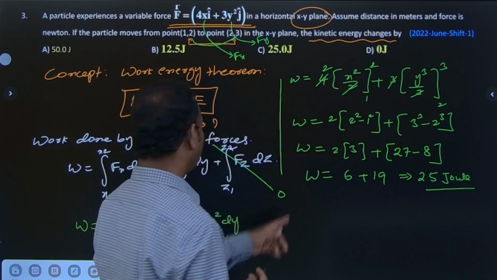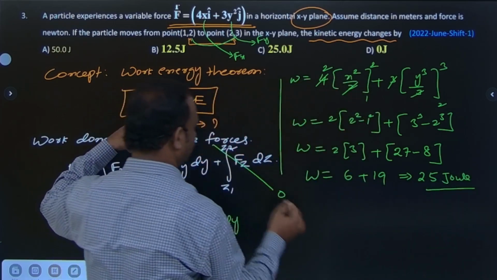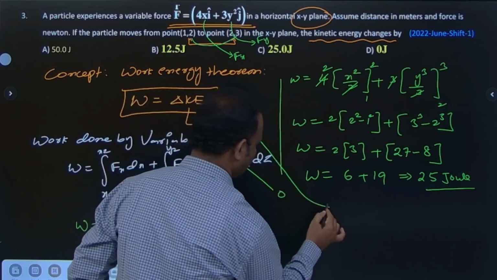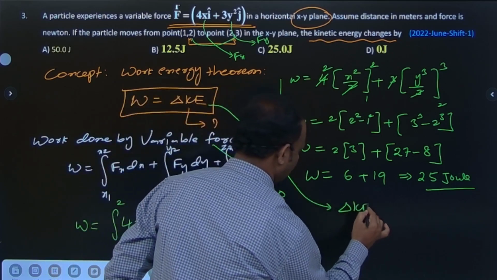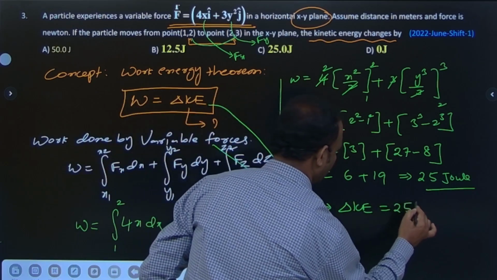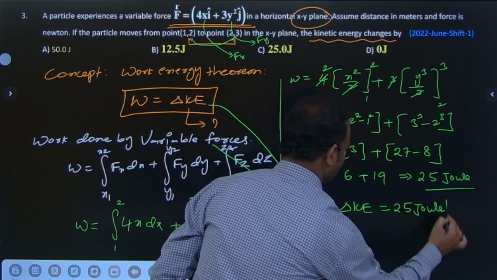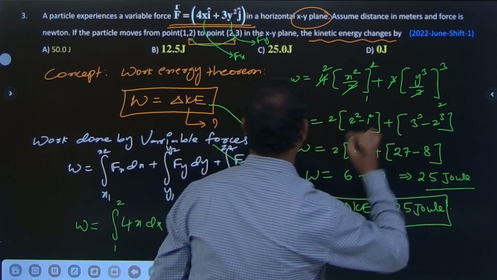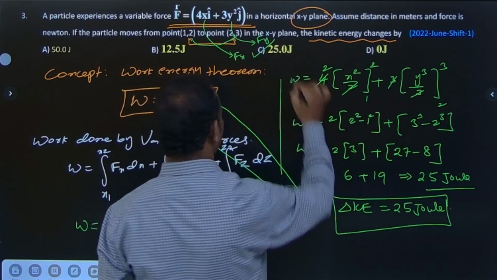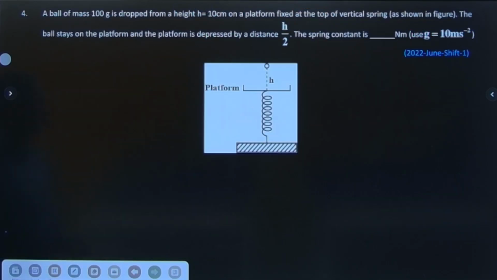Work done is 25 joule, which means what? What is the kinetic energy? So the kinetic energy change, delta KE, is equal to 25 joule. This is the given condition. So the answer is what? Option C is correct.